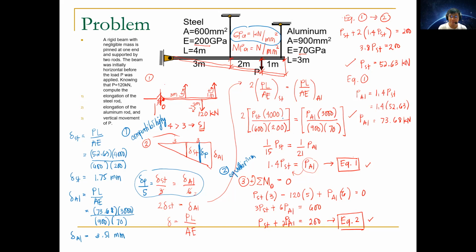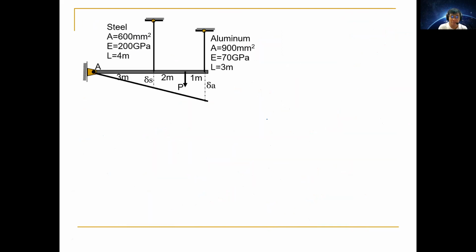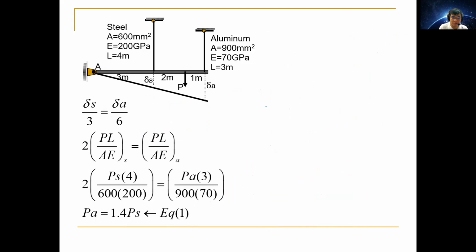All right, so this is the solution. P sub A is the aluminum and P sub S is the steel.